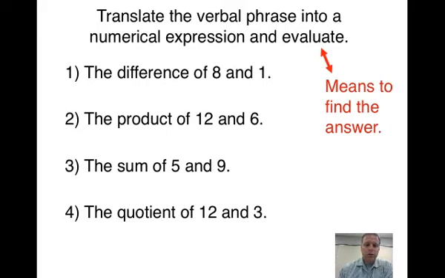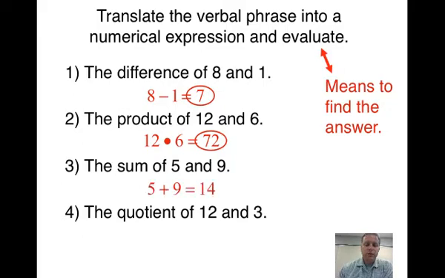So the difference of 8 and 1, remember difference is subtraction, so 8 minus 1 equals 7. The product of 12 and 6, product is the answer to a multiplication problem, so 12 times 6 is 72. The sum of 5 and 9, sum is the answer to an addition problem, 5 plus 9 equals 14. The quotient of 12 and 3, quotient is division, so 12 divided by 3 equals 4.